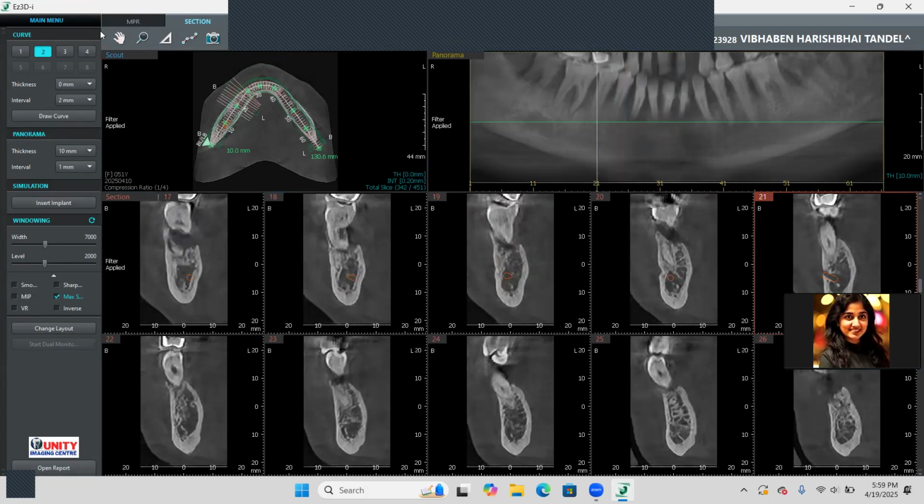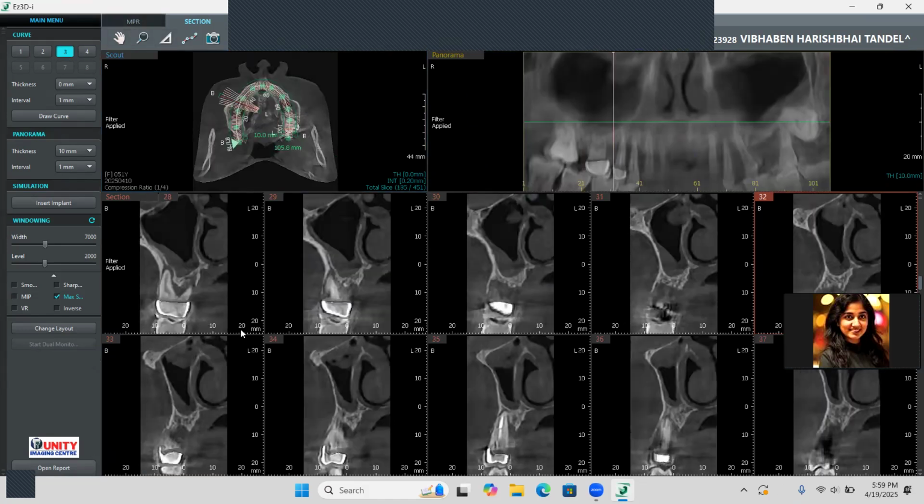For the nerve, we stop the length just 2 mm before the nerve starts. It is different for everyone, but 2 to 3 mm is good enough. This is how we measure in the mandibular posterior region and maxillary. As you can see, there is almost no bone left. So this is how we do it.